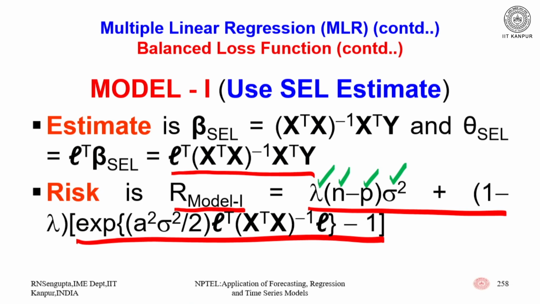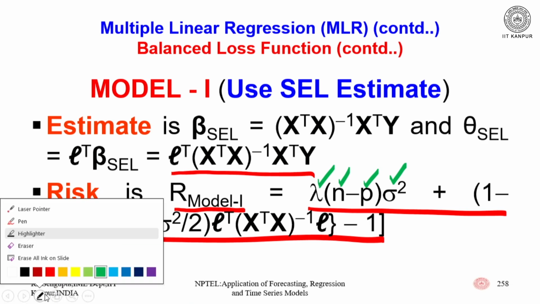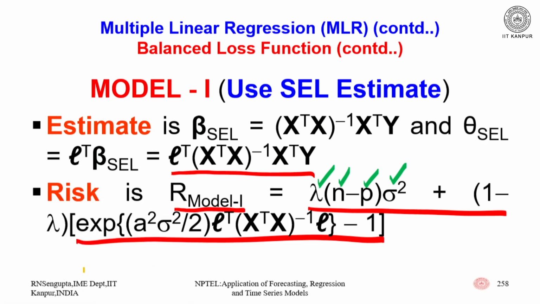So, the first part on the right hand side of the equality, which I will circle in orange, is a scalar. N minus p is a scalar, sigma square is a scalar, lambda is a scalar. So, if I want to find out the risk, the question would be, is the second part on the right hand side after the plus sign also a scalar? Let us check. 1 minus lambda is a scalar, a square sigma square by 2, everything is scalar.